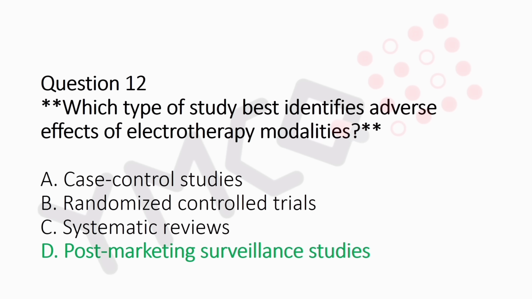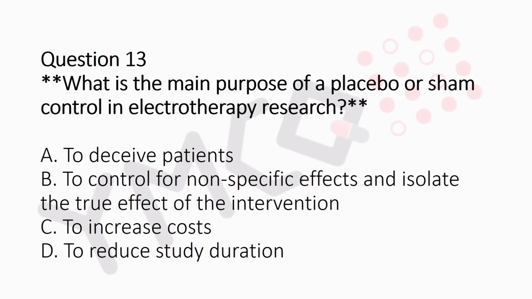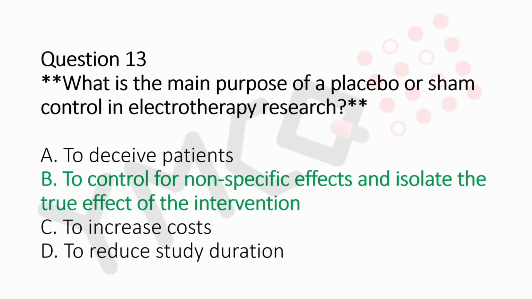Now let's move to question number 13. What is the main purpose of placebo or sham control in electrotherapy research? Option A, to deceive patients. Option B, to control non-specific effects and isolate the true effect of intervention. Option C, to increase cost. Option D, to reduce study duration. And the answer is option B, to control non-specific effects and isolate true effect of intervention.